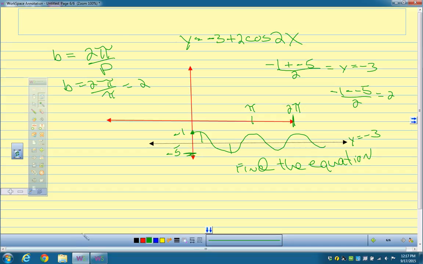I want to show you how to do this on your calculator, okay? Because it's kind of cool, and you should know how to use your graphing calculator to do this, okay?